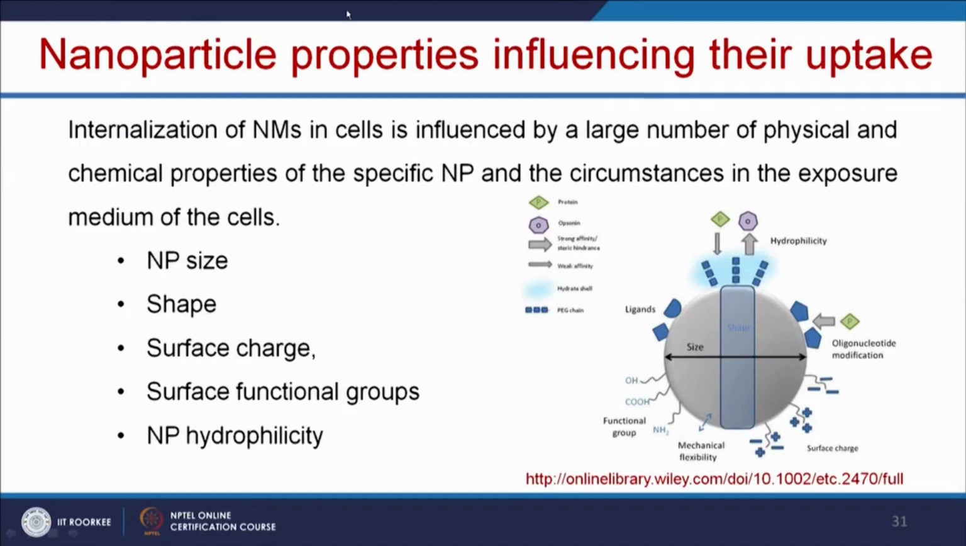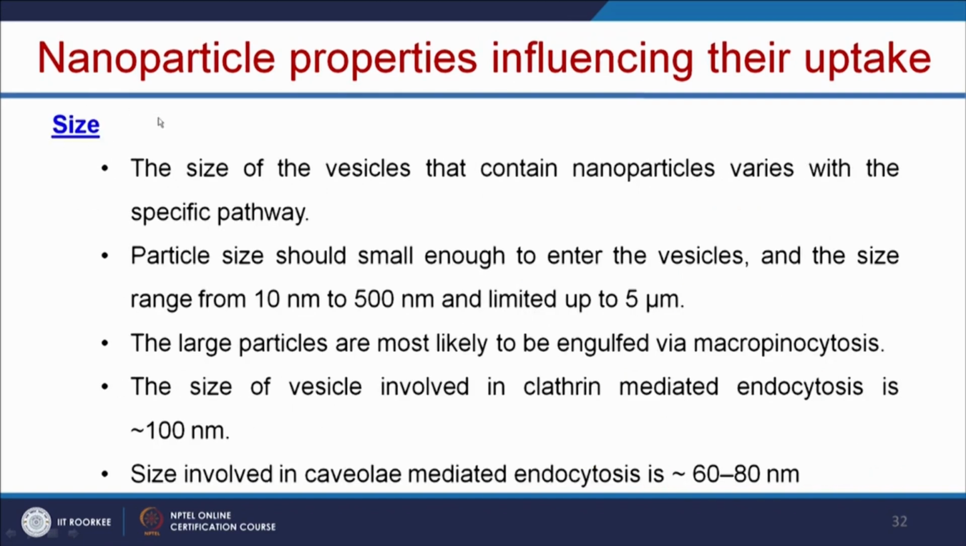And here the nanoparticle properties play a major role in cellular uptake. For example, the nanoparticle size, shape, surface charge and surface functional groups, and also the nanoparticle hydrophilicity. These are the various properties which play a major role in cellular uptake. Let us see how the size plays a major role in cellular uptake. The size of the vesicles that contain nanoparticles varies with the specific pathway, and the particle size should be small enough to enter the vesicles, in the size range from 10 nanometers and limited up to 5 micrometers.